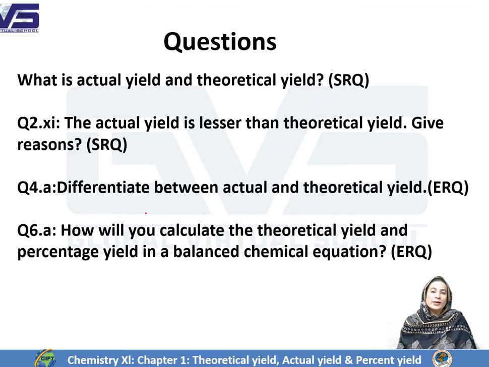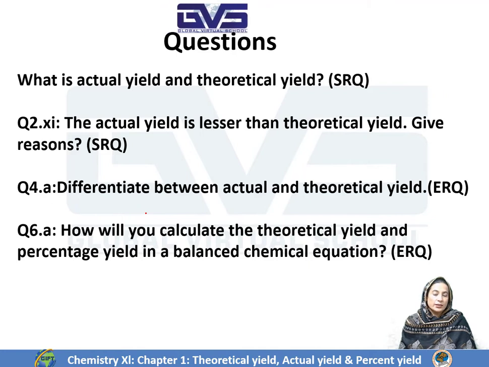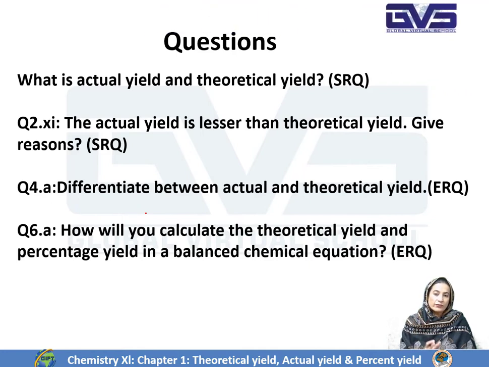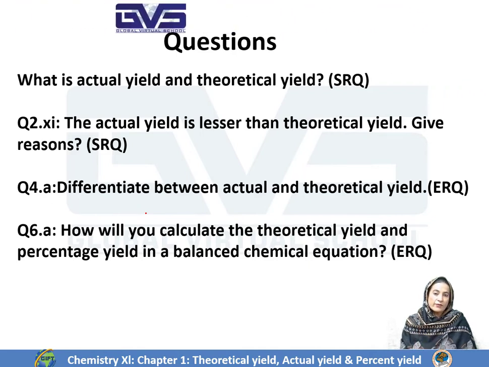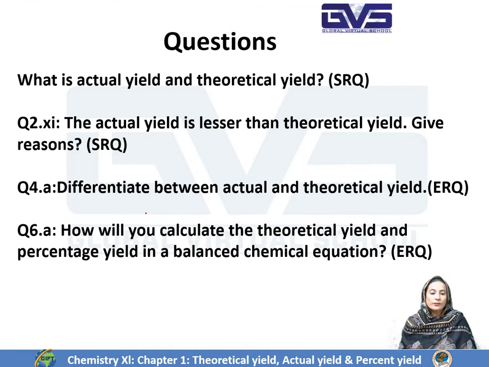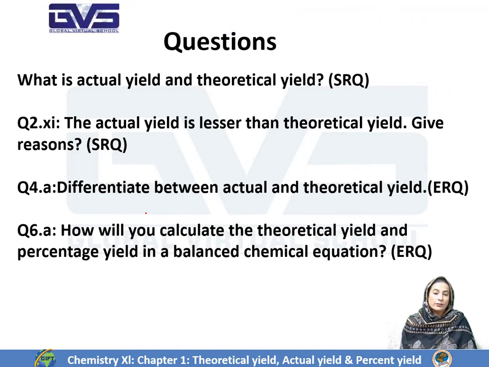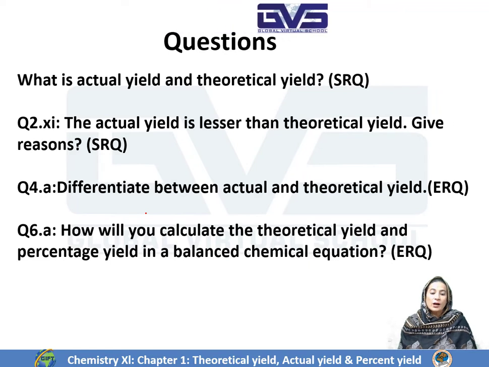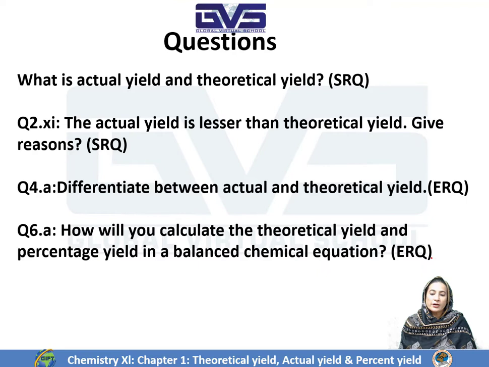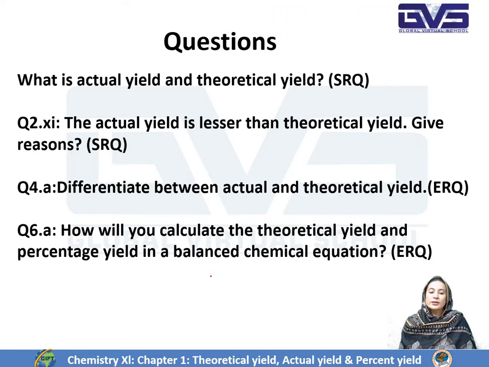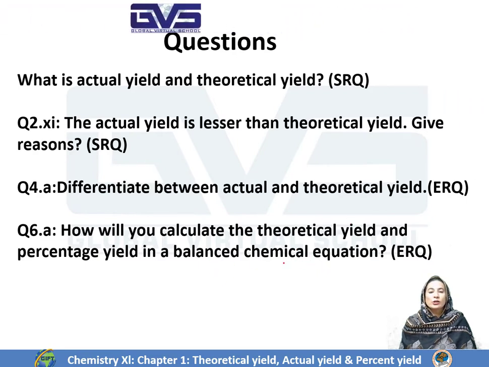A question usually asks: define actual yield, define theoretical yield, give their difference. So write the points of difference, their definitions, their examples. Give the reason; I have already given you the reason. How will you calculate the theoretical yield and percentage yield in a balanced chemical equation? That is question number 6, the extended response question.